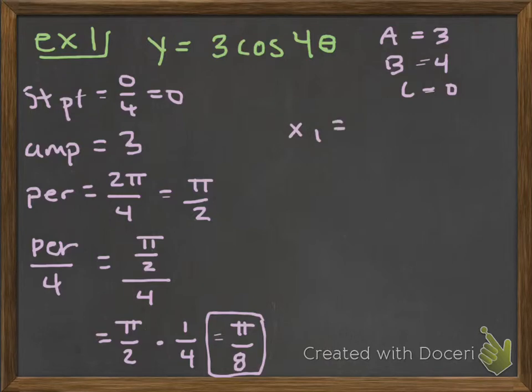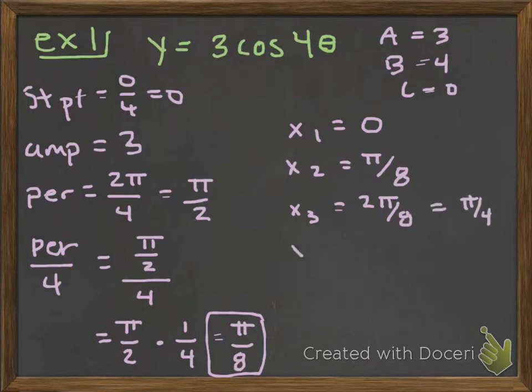So my x1 value is 0, my starting point. My x2 will be pi over 8 because that's what we're adding each time. My x3 will be 2 pi over 8, which can be reduced to pi over 4. My x4 value will be 3 pi over 8, and x5 will be 4 pi over 8, which we can say is pi over 2. So now we need to get this information on the graph. Again, the actual graphing is what's going to be different.